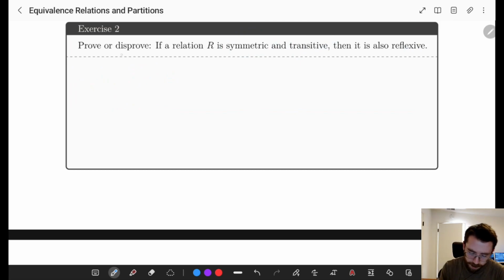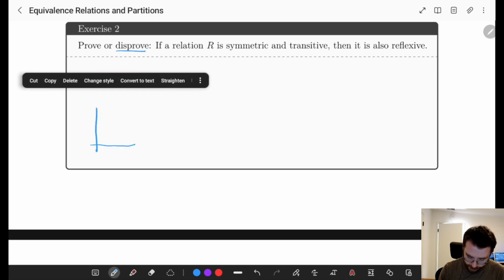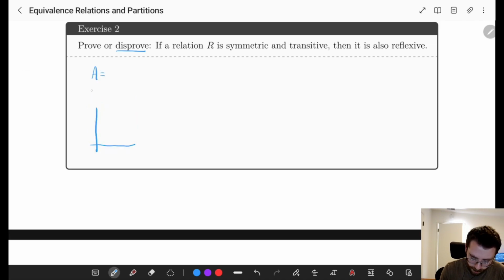Maybe instead, I think I have to disprove it, in which case it should suffice to come up with an example. Right? And how big do we want to make our example? For an example, I would have to pick a set A, and I would have to define a relation R. That relation would have to be symmetric, transitive, but not reflexive. Not reflexive means something's going to be missing from the diagonal. Okay, so right away, I know my diagonal shouldn't be full.